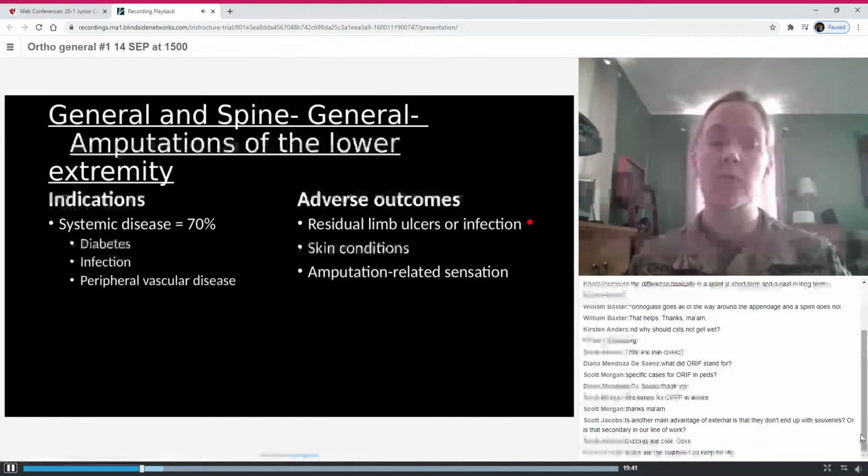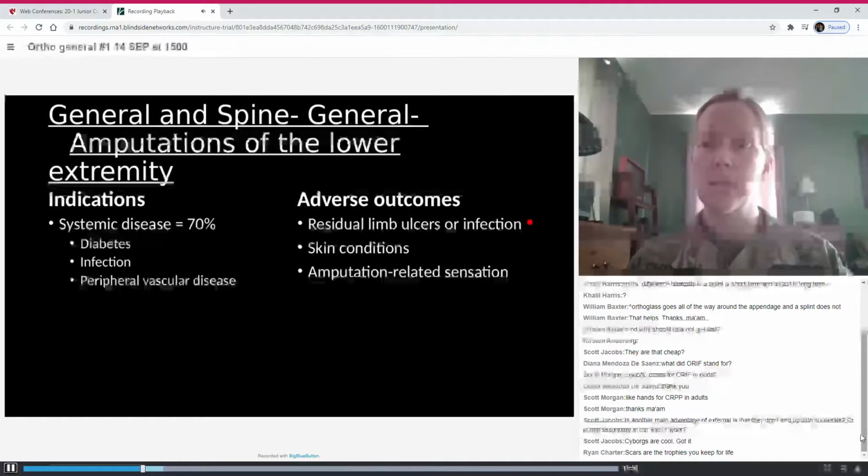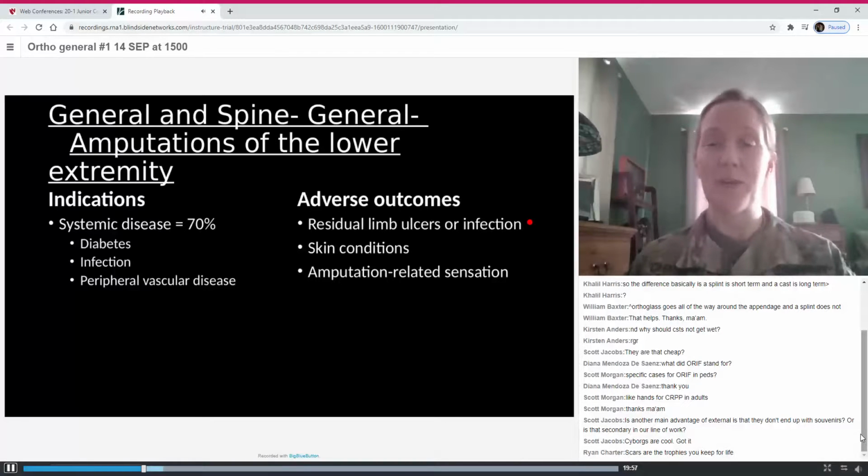So if we were amputating for infection and we didn't eradicate that area, there could be some residual infection. Some skin conditions, coming back to things that are trapped in hot, sweaty areas that could come into play underneath a prosthetic, and then amputation-related sensation. So all three of these are adverse outcomes that can be treated by primary care. Yes, you might not feel comfortable right now, but it will become something that you guys are capable of treating.